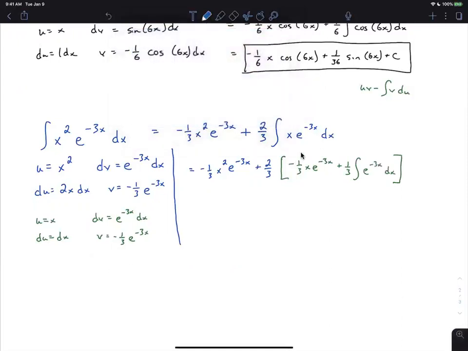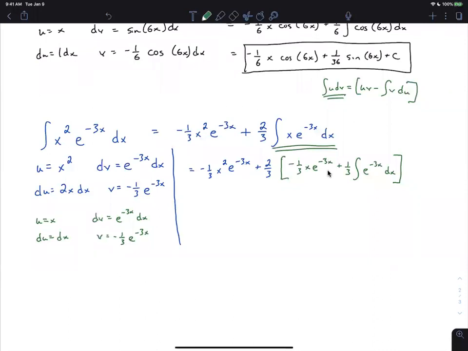So the integral up here gets replaced. So that's the integral of u dv for the integration by parts formula. That gets replaced with all the stuff in brackets, which is what this formula is. That makes sense?